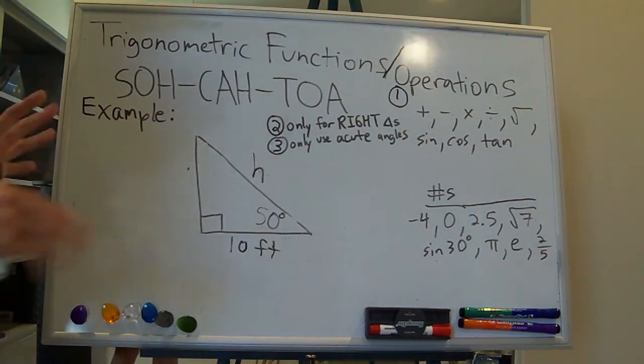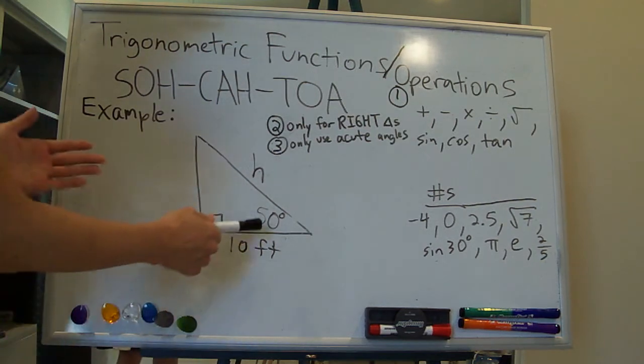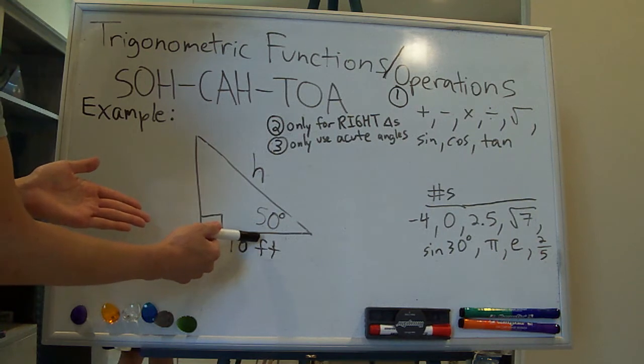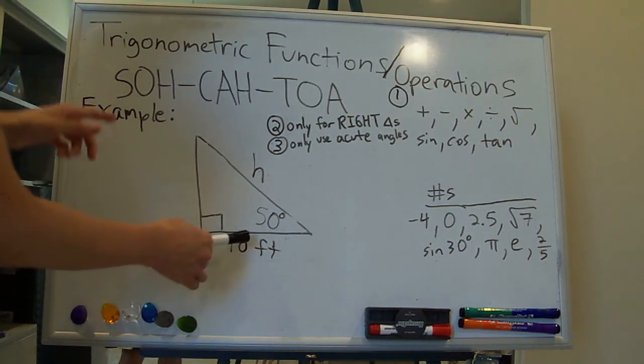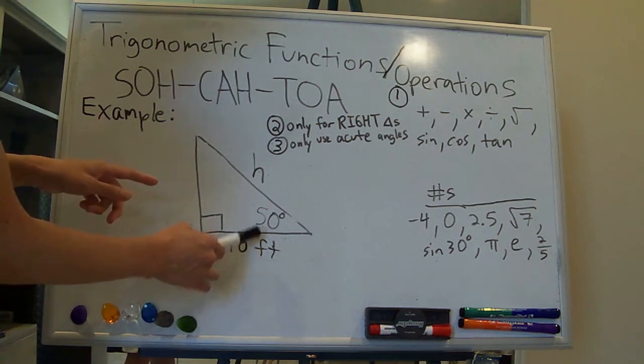Okay? This example is a little harder, and you're going to see why in a second. So let's say this angle is 50 degrees, and we want to know the hypotenuse this time, and we're given this side here, right? So are we going to use sine, cosine, or tangent? So here, this is what kind of side compared to this angle?